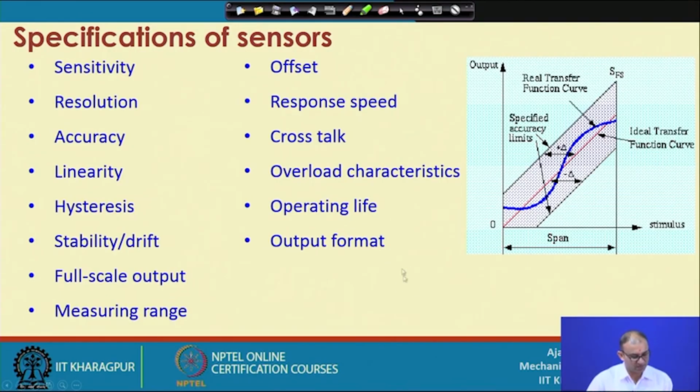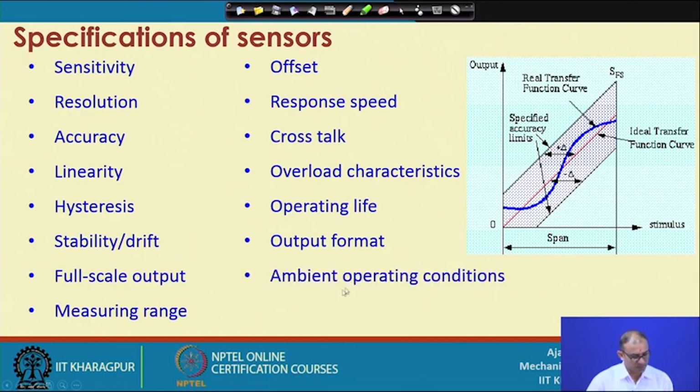Suppose you are measuring a force with respect to time, then we need force with respect to time only; we do not require voltage with respect to time. So, what output is coming will decide whether it is exactly what we required, or whether we have to further refine or convert that output into the other required output. So, that will also be one of the specifications of the sensor.